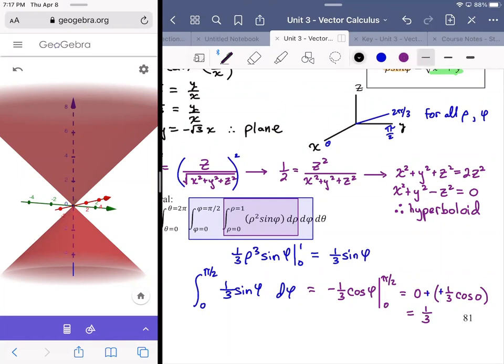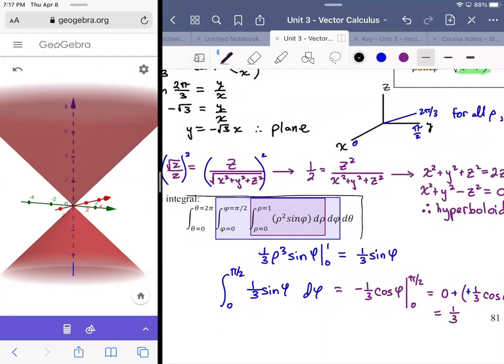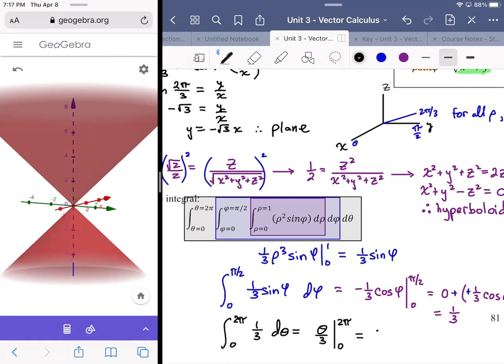Right. So then the last little ingredient here is the thetas. So I'm going to integrate over the interval of 0 to 2 pi. The constant value of 1/3, the antiderivative of 1/3 with respect to theta is theta over 3, or 1/3 of theta, either way, over the interval of 0 to 2 pi, which is going to give you 2 pi over 3. So not a challenging process.